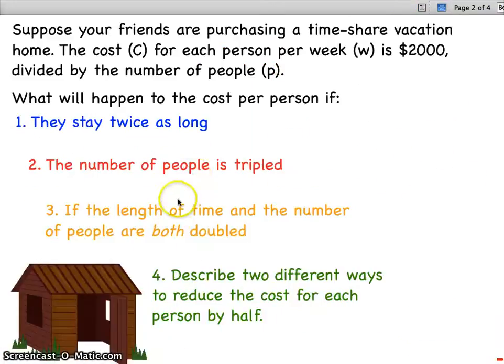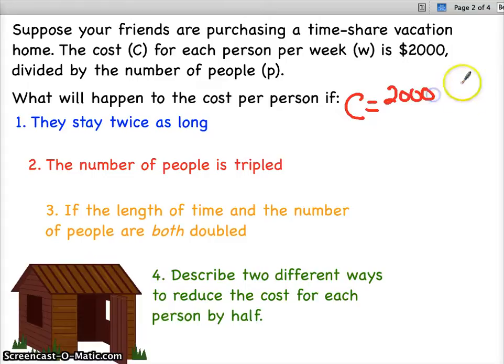Now on the next screen I've got an example of inverse and direct variation sort of mixed together. Suppose your friends are purchasing a timeshare vacation home. The cost C for each person per week is $2,000 divided by the number of people P. So if we set up an equation for that, C equals the cost per week divided by the number of people. And this is just a good demonstration for what's the difference between W, which is a direct variation, and P, which is an inverse variation.